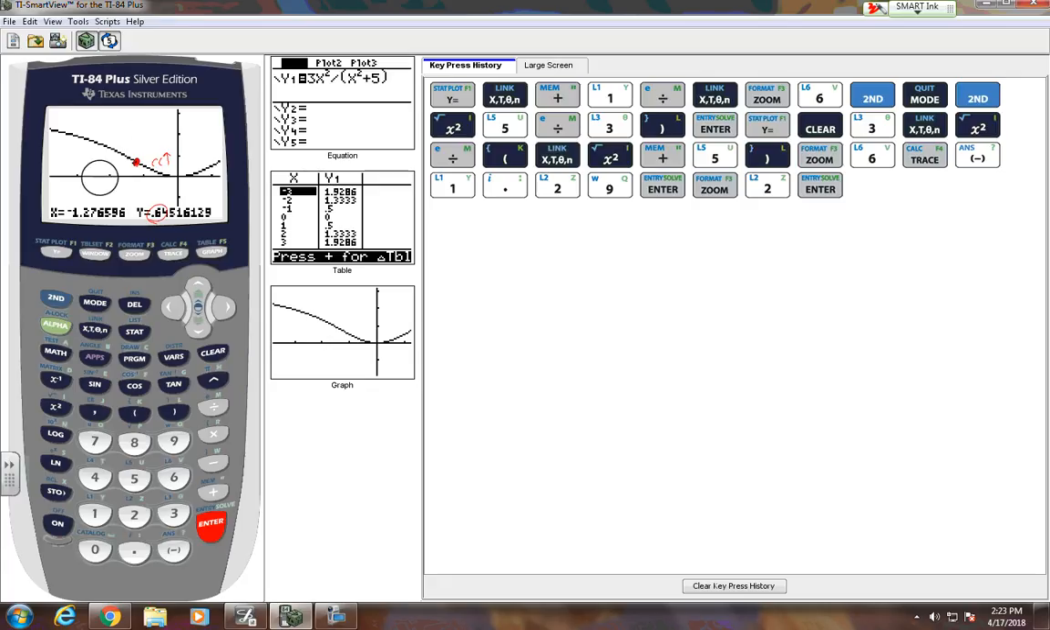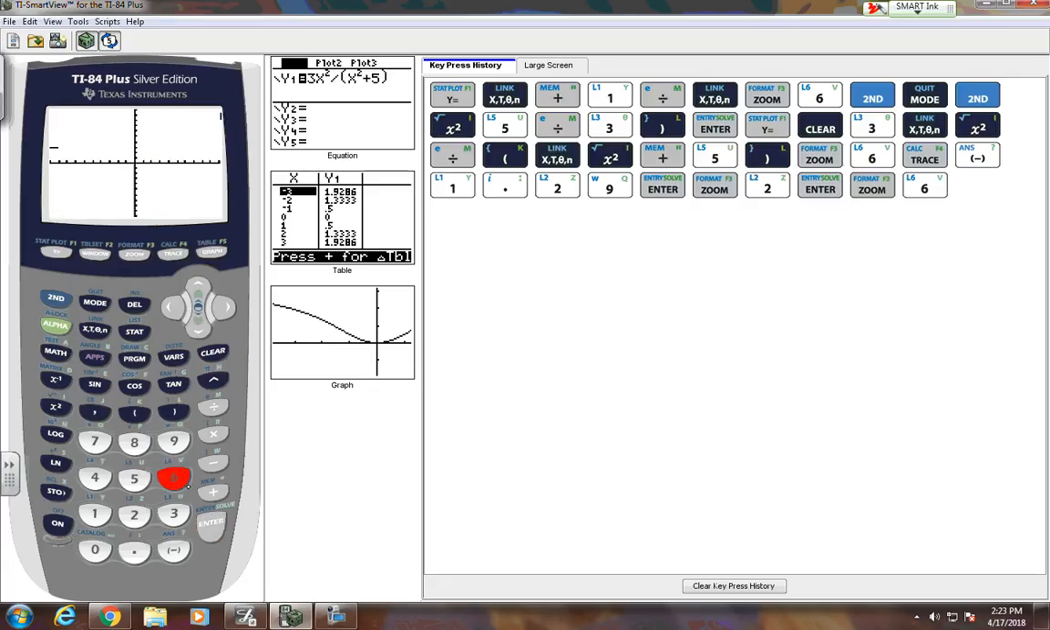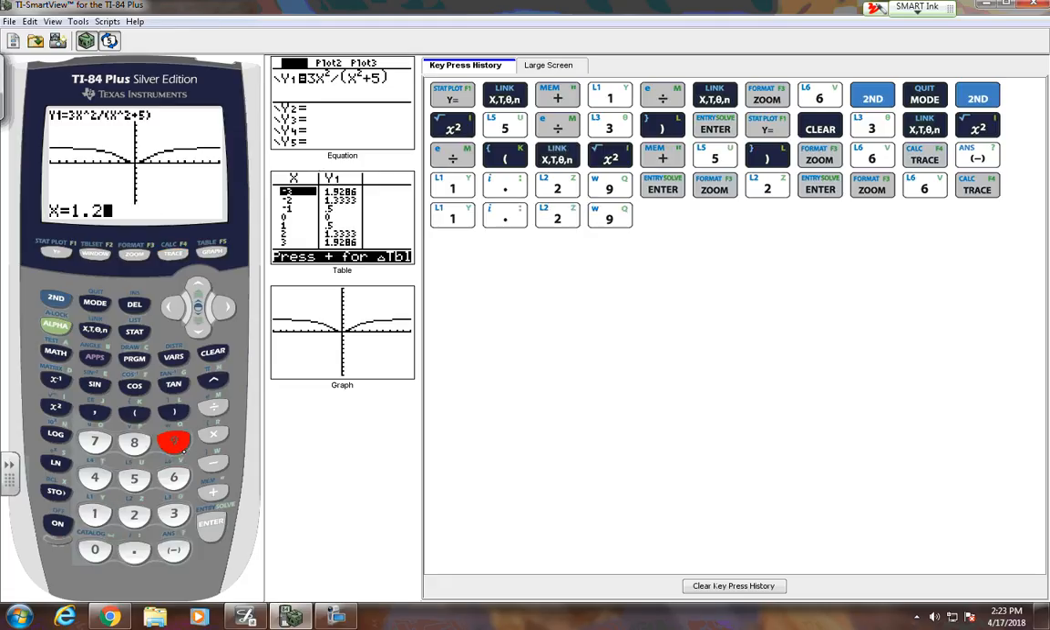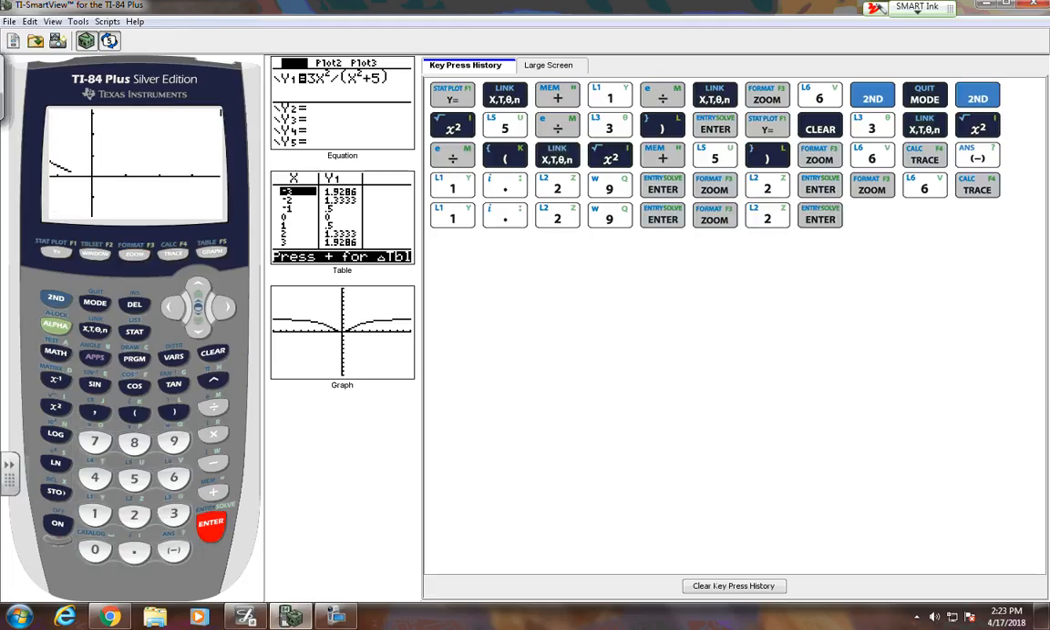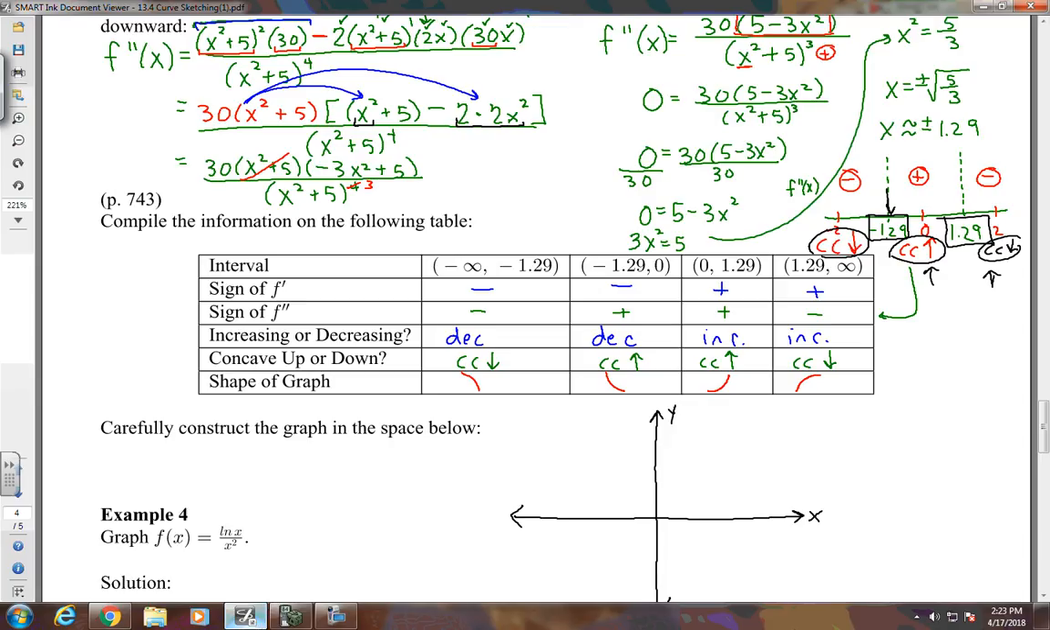Okay, now let's look at the other side. I'm going to go back to zoom 6. I'm going to locate the inflection point over there on the right side by pressing trace, positive 1.29. The cursor jumps to that point. Then I'm going to zoom in. Make sure you press enter after pressing zoom in. And then I can see the same change occurring. So on the left side of the inflection point, the graph is shaped where it's bending up. And on the right side, it's bending down or concave down. And again, it's going to be symmetric about the y-axis. Okay? So let's transfer this information to our hand-constructed graph.